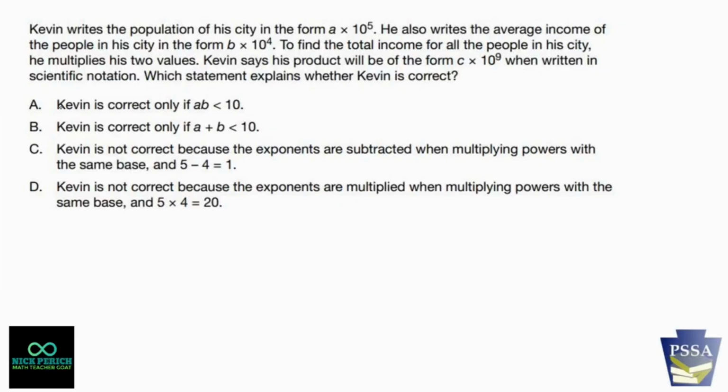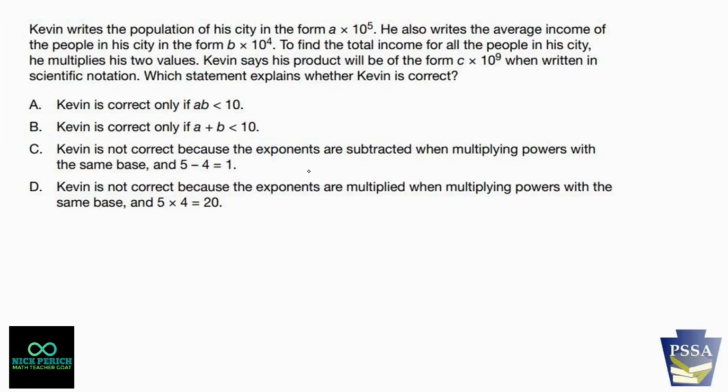We got ourselves a tough word problem here. Kevin writes the population of his city in the form of A times 10 to the fifth. He also writes the average income of the people in his city in the form B times 10 to the fourth. To find the total income for all the people in his city, he multiplies his two values. Kevin says his product will be in the form C times 10 to the ninth when it's written in scientific notation. Which statement explains whether Kevin is correct?